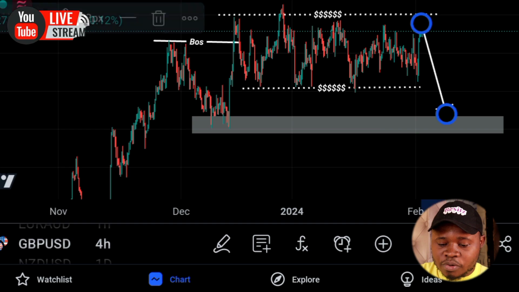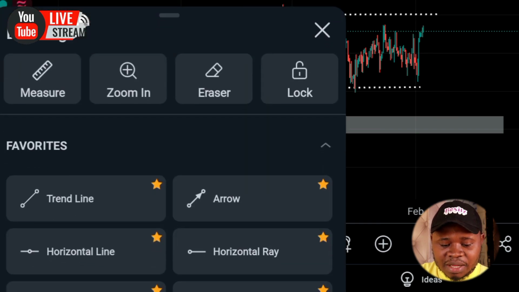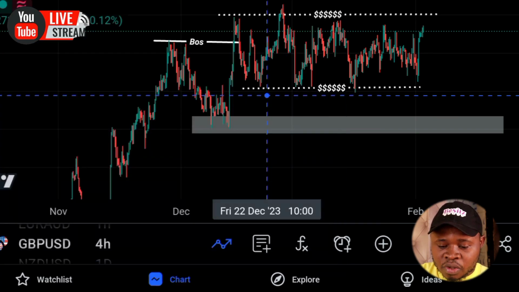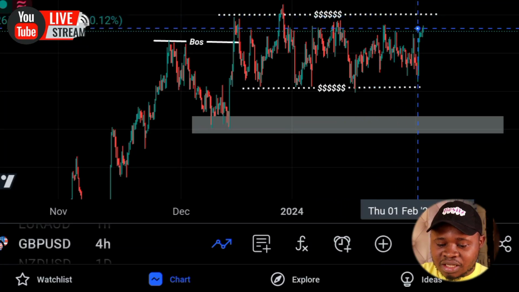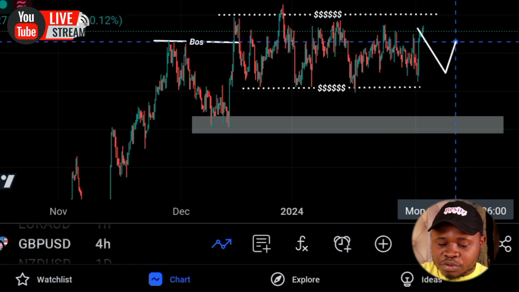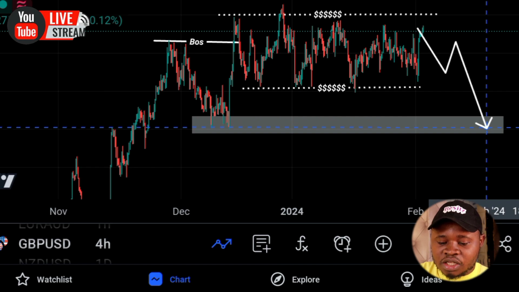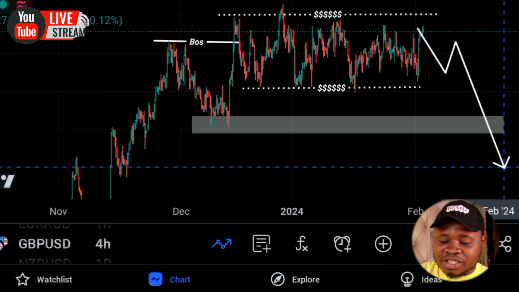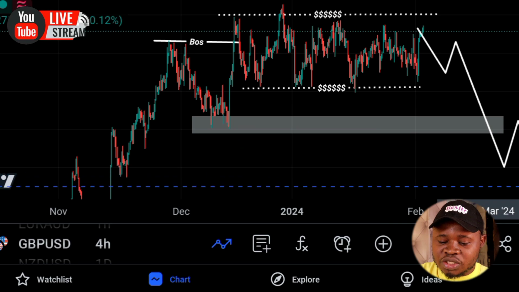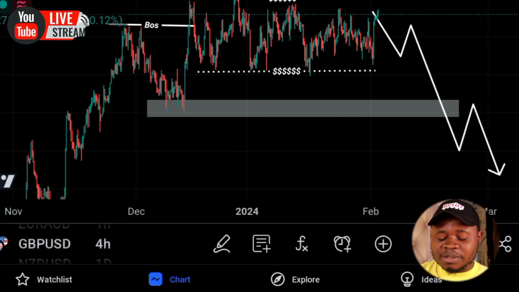The market has to sweep all this liquidity to the downside. Let me do it again. The market has to do something like this. Then sweep to this point. And then probably, if we take out this zone, then retest, then continue selling to the downside. This is my expectation. Instead of doing what most traders want, which is buying, they will prefer to sell.